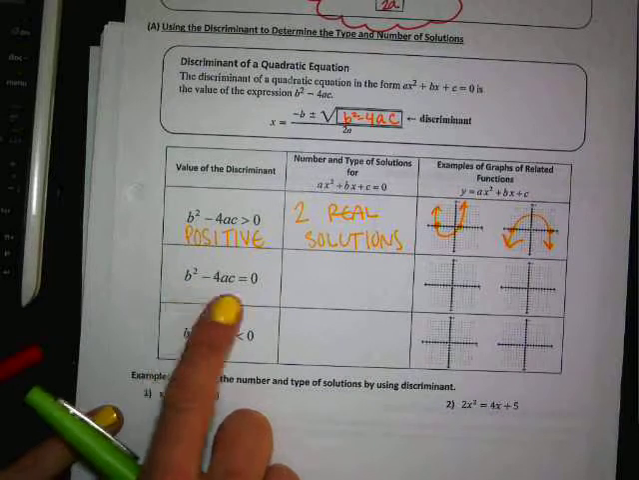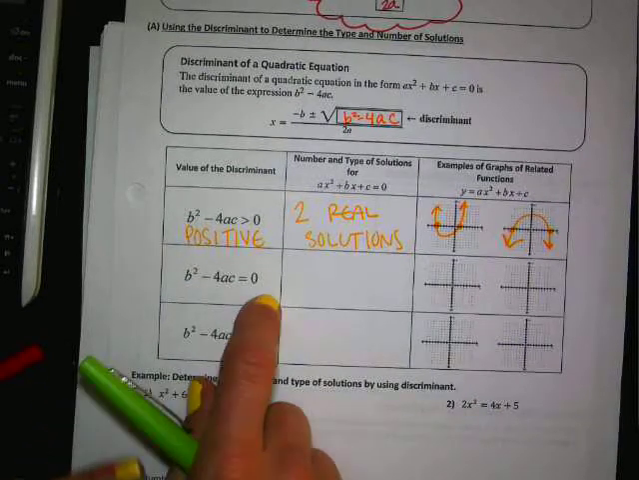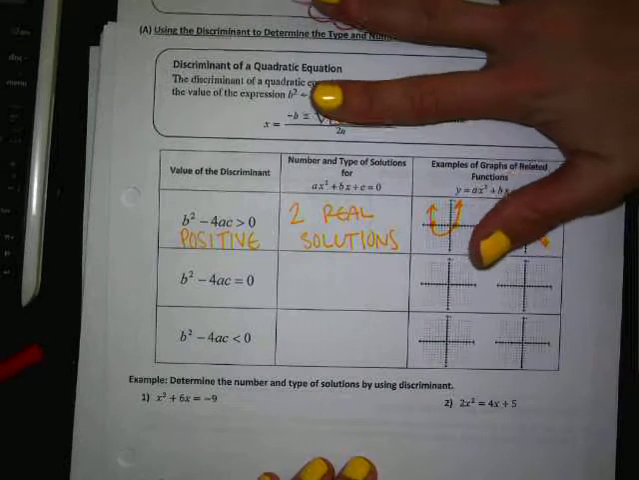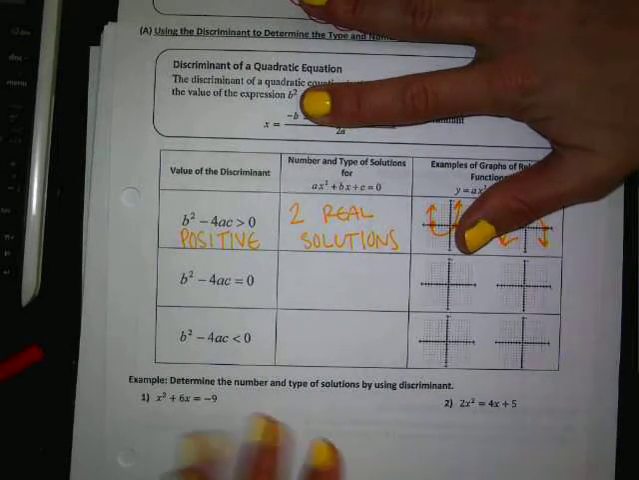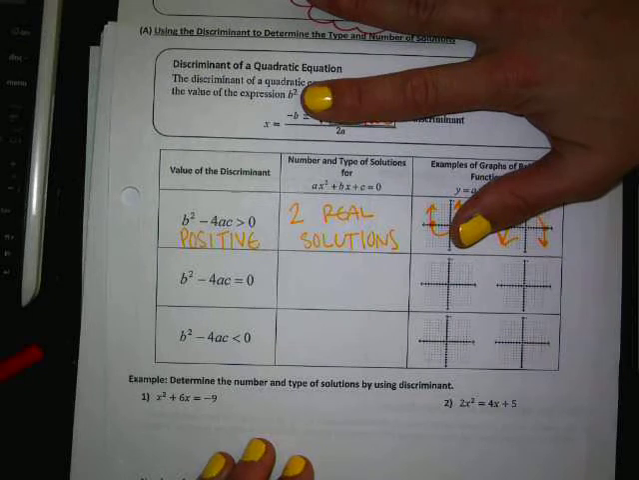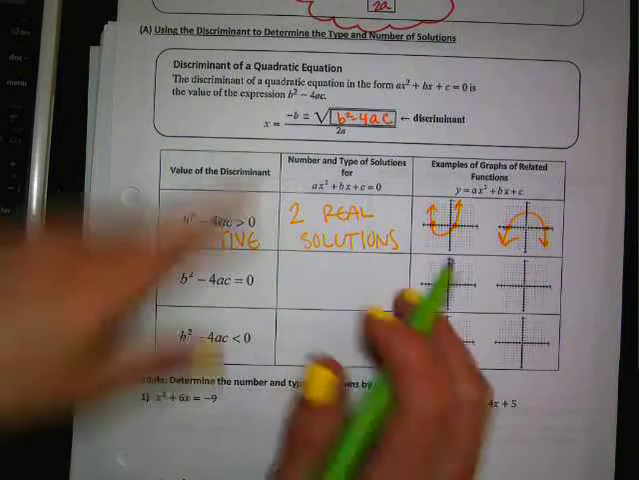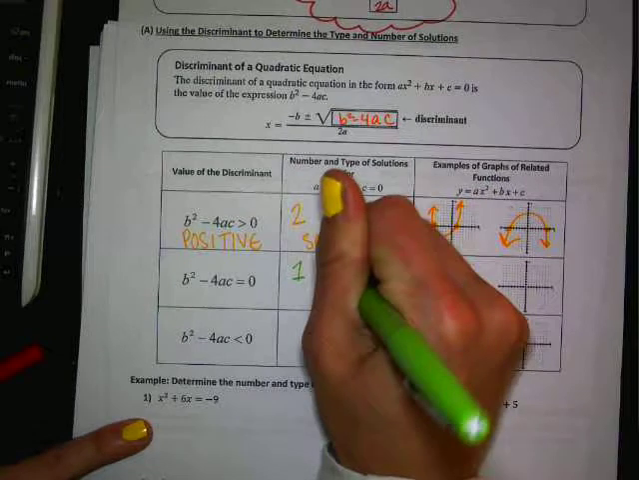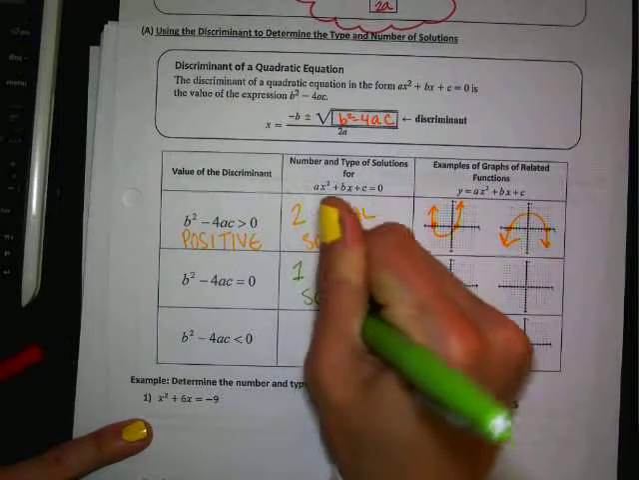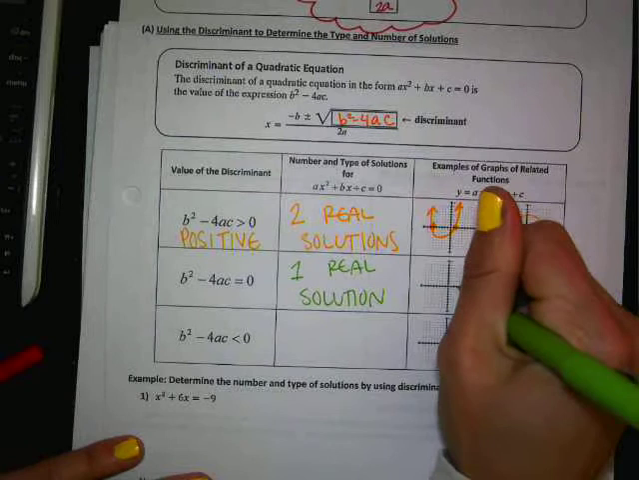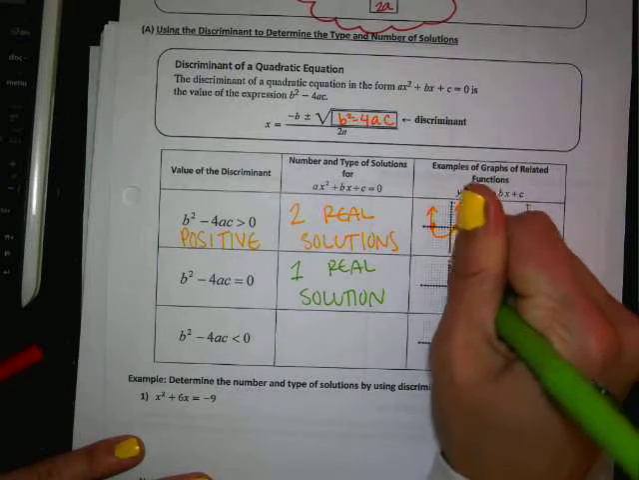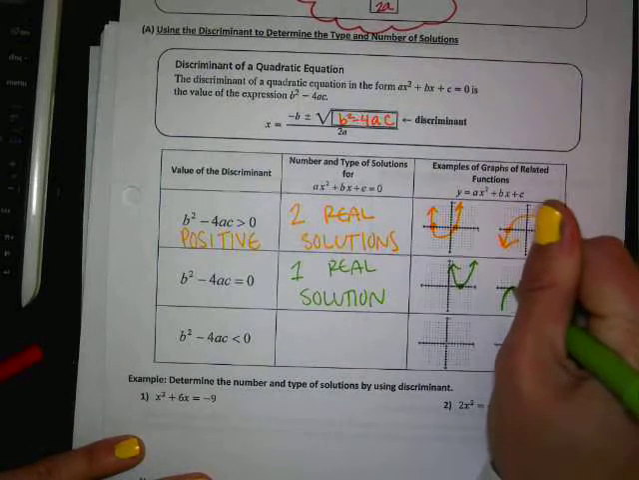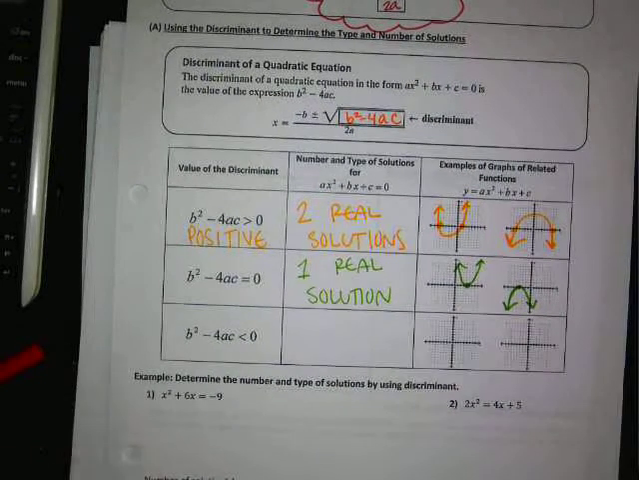If your discriminant equals 0, all of this goes away, including your plus minus. So how many solutions are you going to have? One, because you have the negative b over 2a. So you're going to have one real solution, and it is going to hit your x-axis one time. So your graph will kind of sit on the x-axis.